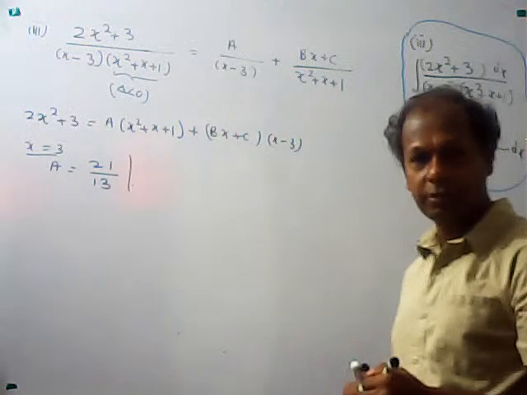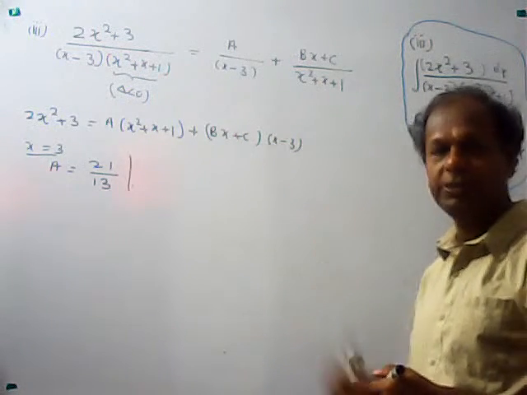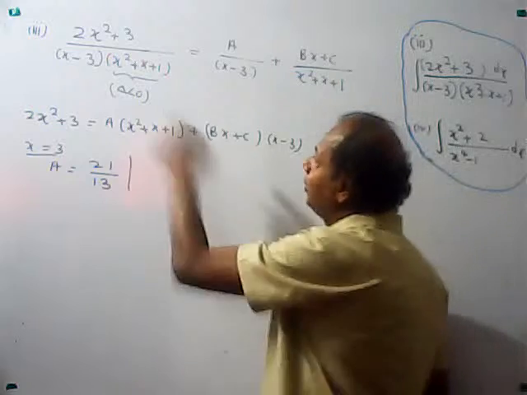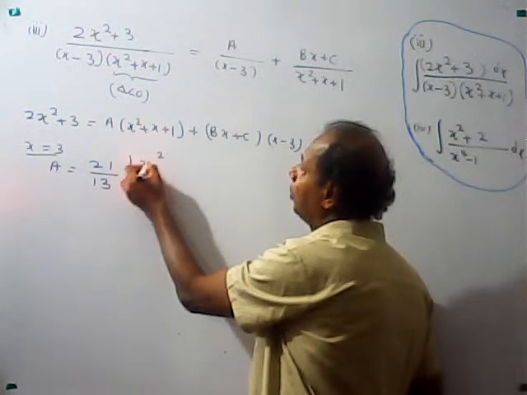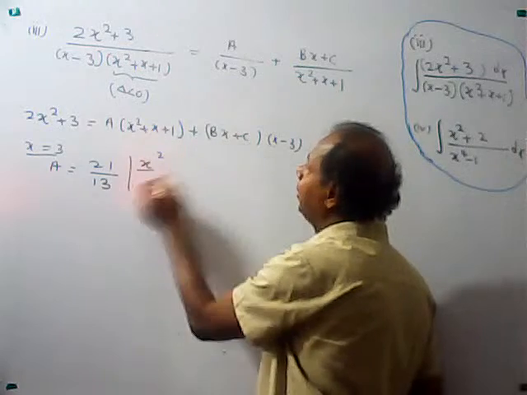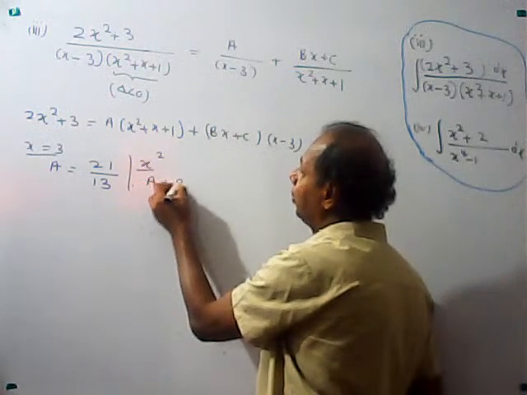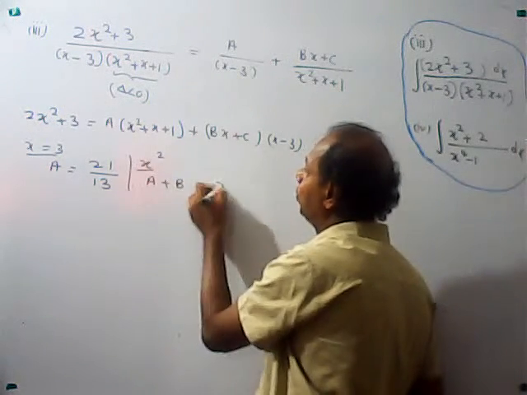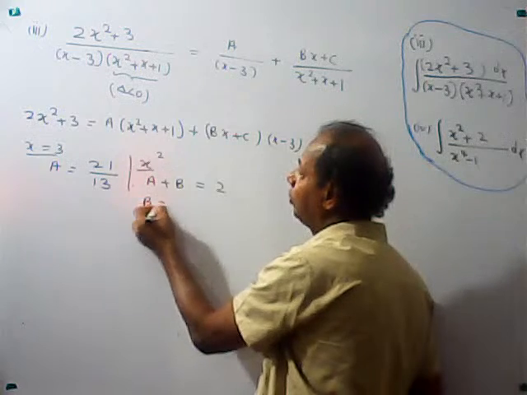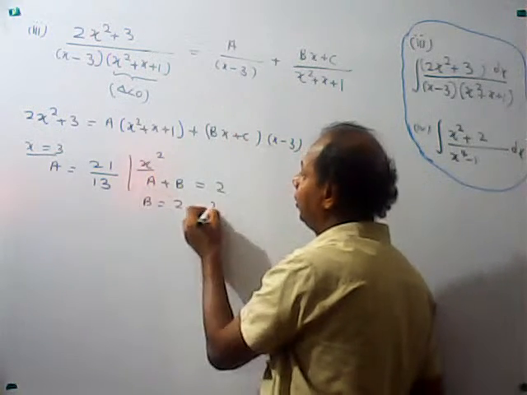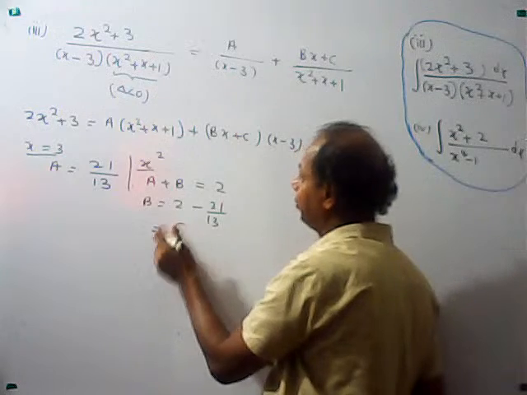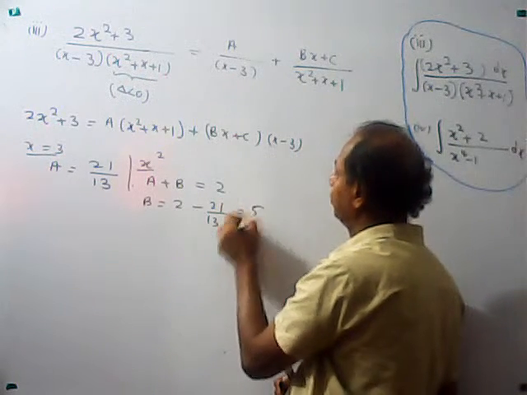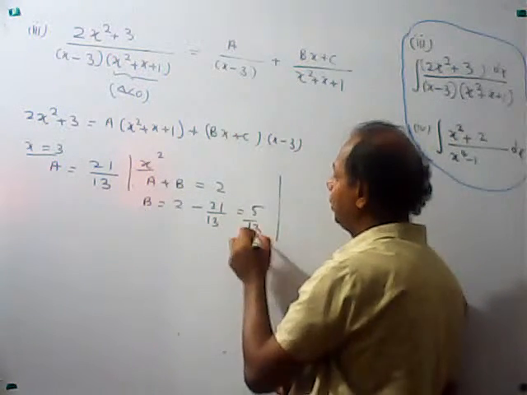No more values to substitute. You have to equate coefficients from there onwards. So we'll take x squared terms. X squared terms give A plus B equals 2. So B equals 2 minus A, 2 minus 21 over 13. So that will be 5 over 13.